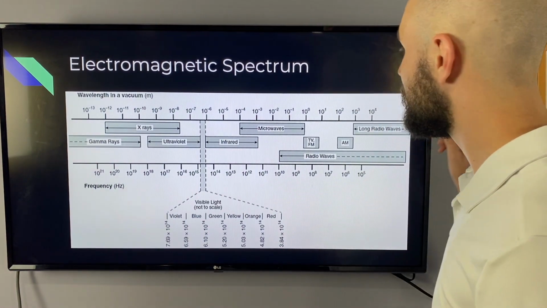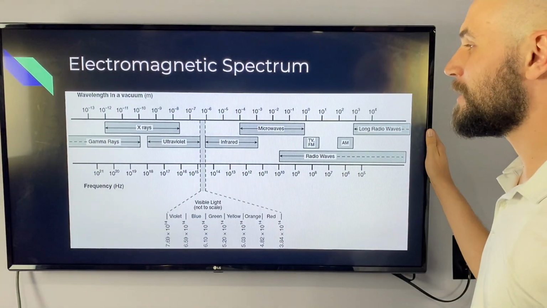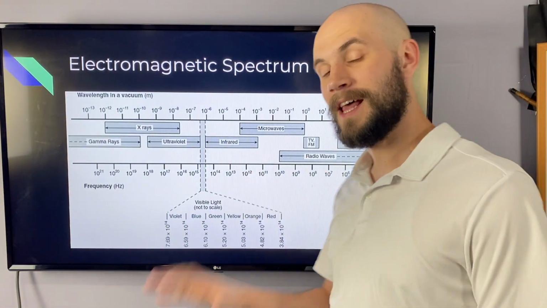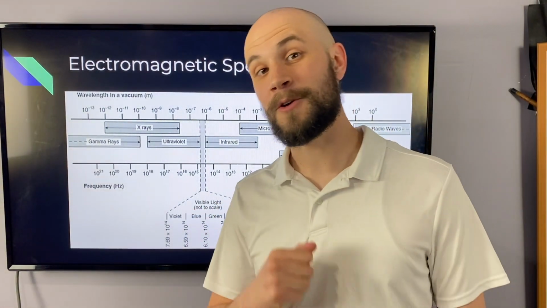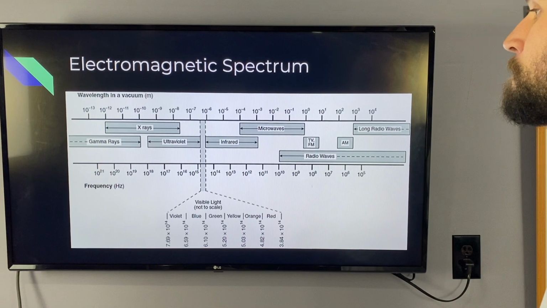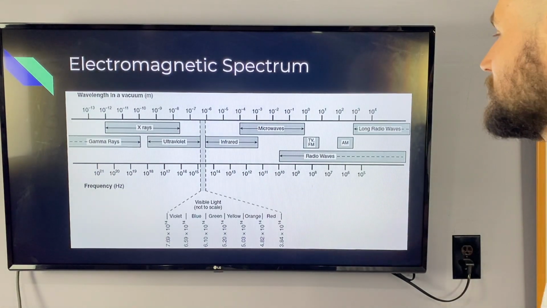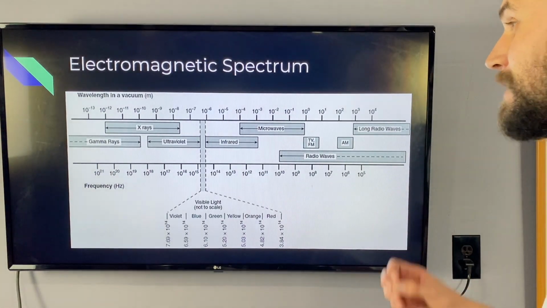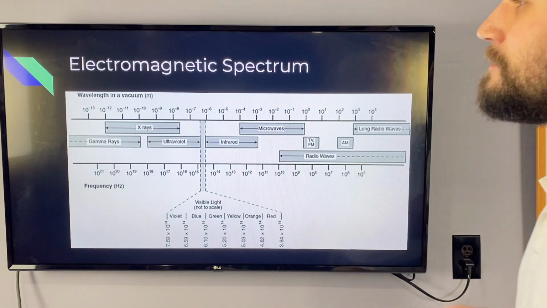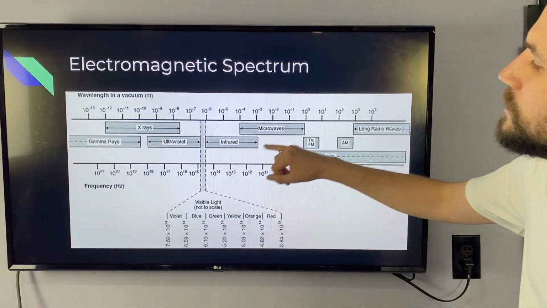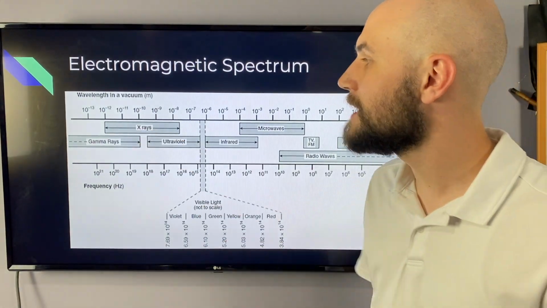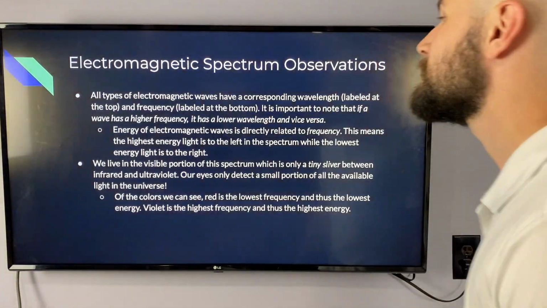Now this diagram is pretty cool because this diagram organizes all of the different light, all of the different electromagnetic waves that we can find in our universe. Now this diagram is a lot to unpack, so we're going to take it one little step at a time, see what kind of observations we can make with this diagram, and we're going to talk about what each one of these different categories of light truly are.